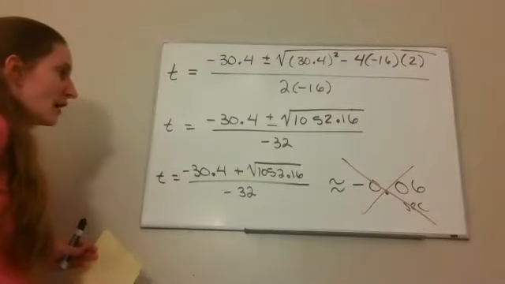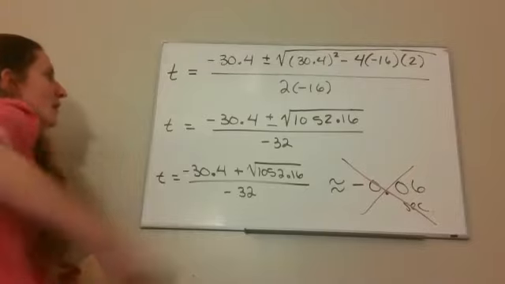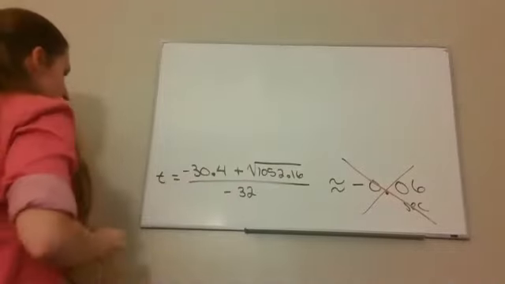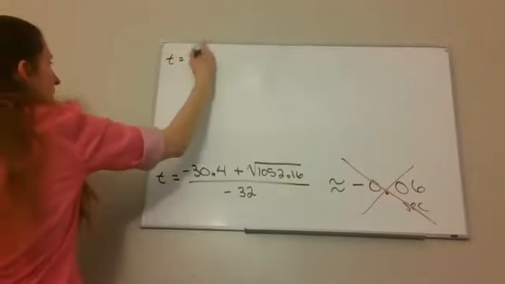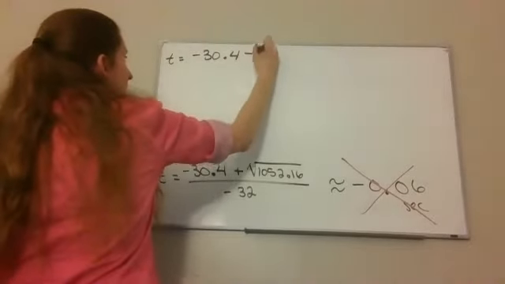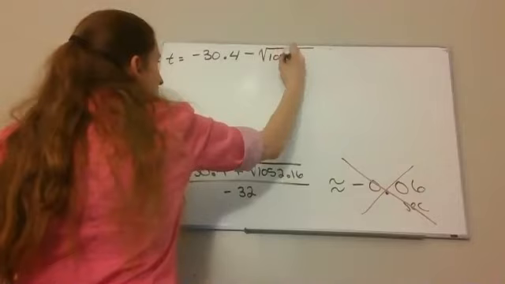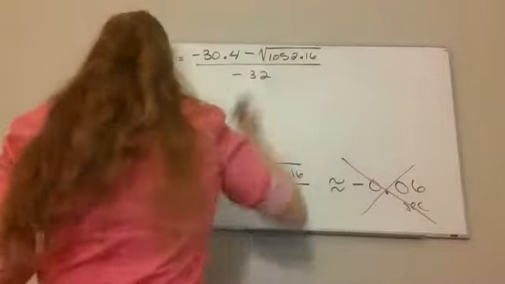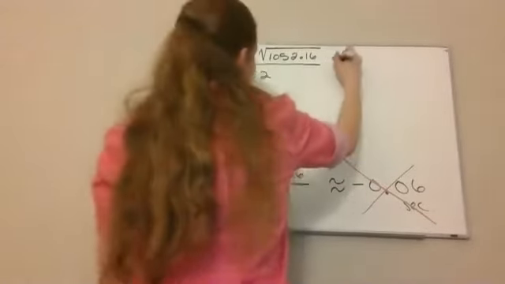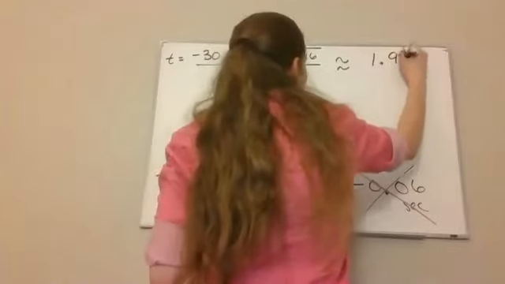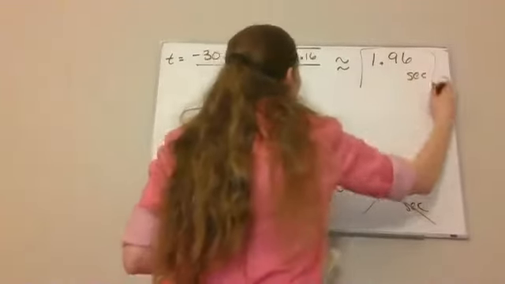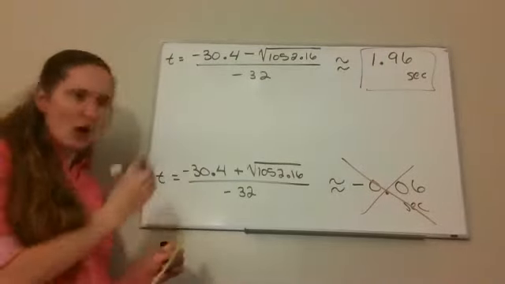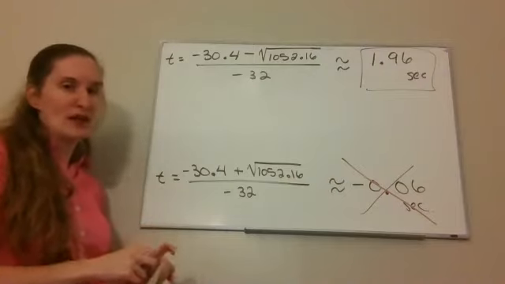So let's try the other possibility. The other possibility for a solution is the one that uses a minus in it. So t equals negative 30.4 minus the square root of 1052.16 all over negative 32. And when you type that one into your calculator, you'll get t is approximately 1.96 seconds. And that makes more sense. This means that the quarterback throws the ball and the receiver catches it almost 2 seconds after it's thrown, 1.96 seconds.